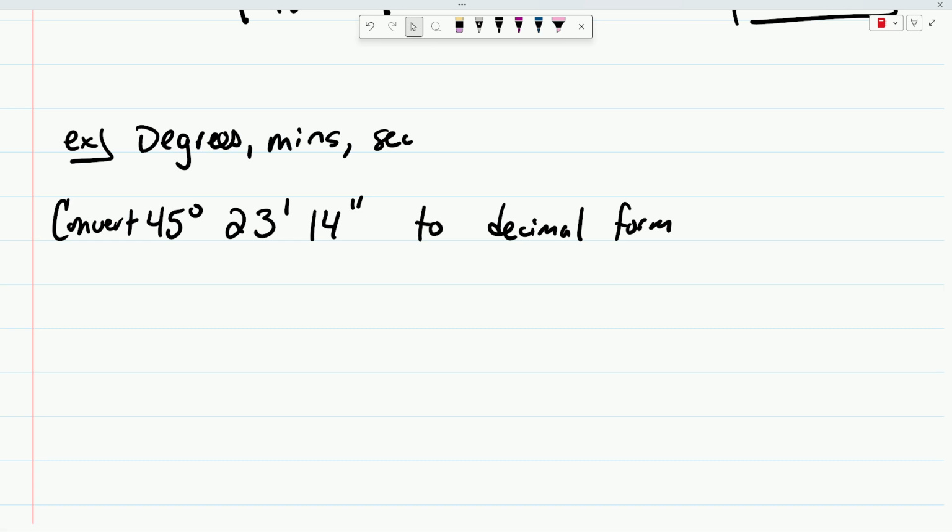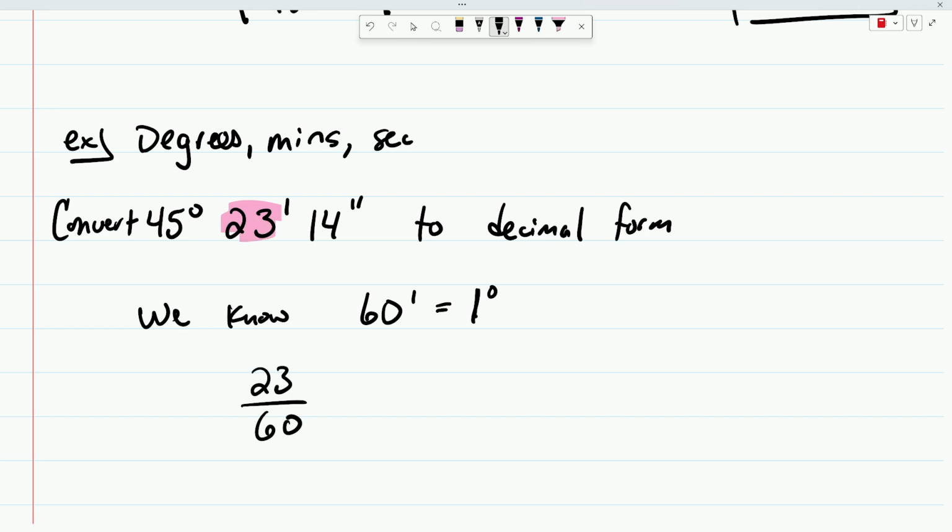We know there are 60 minutes in 1 degree. Okay? So when we think about this, this is going to mean that this 23 is nothing more than just 23 over 60. That's really what it means. And this turns out to be, and I'm going to round this to 2 decimal places, 0.38 degrees.